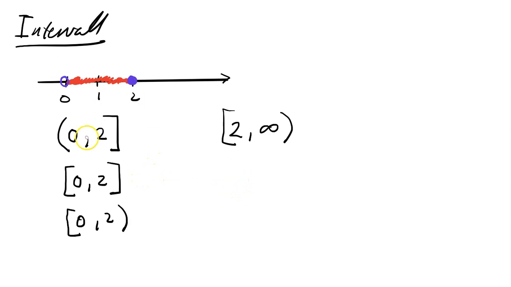Instead of writing it like this, you can also write it like this. All the x, if we call it x here, between 0 and 2, you can write with inequality signs: x larger than 0 but smaller than or equal to 2. So this means the same here. This is just another way of writing this interval.